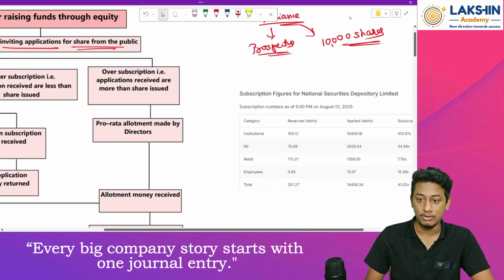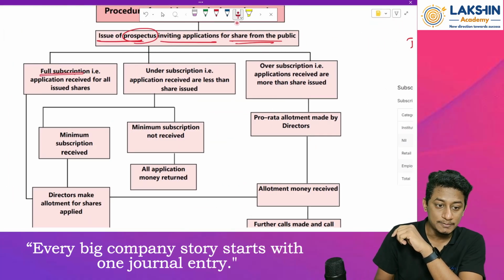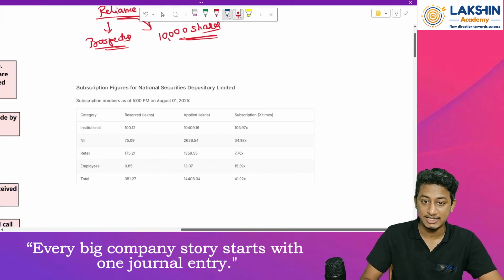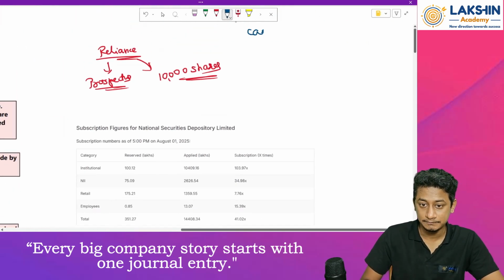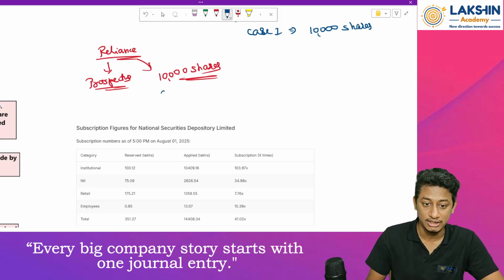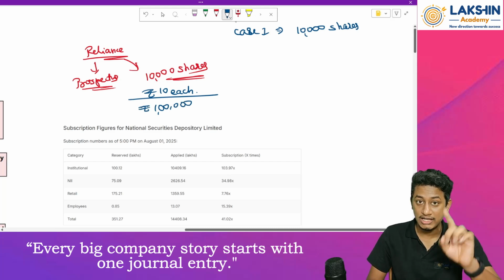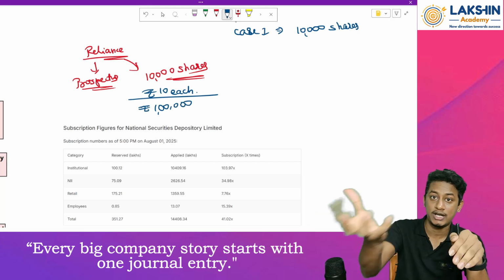Okay. Now, what can be the cases? So case number 1. There might be full subscription, that is, applications received for all the shares issued. So in my case 1, let us say people have subscribed for 10,000 shares at rupees 10 each. For each share I have to pay 10 rupees. So that means the total worth of the issue is 1 lakh rupees. So 1 lakh is the capital I am expecting to get from the public.